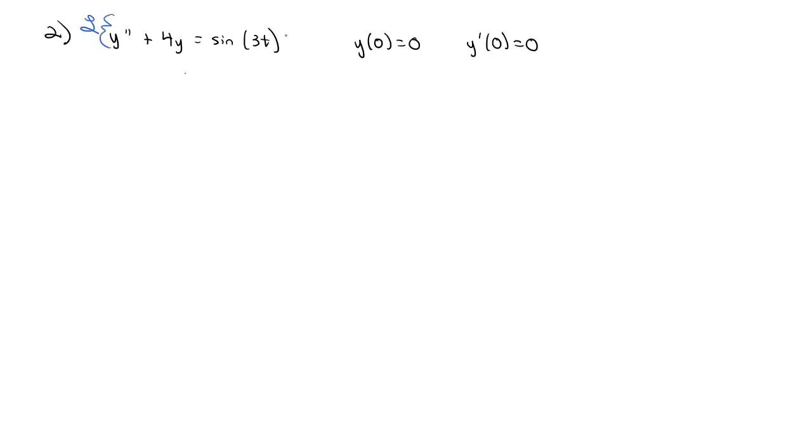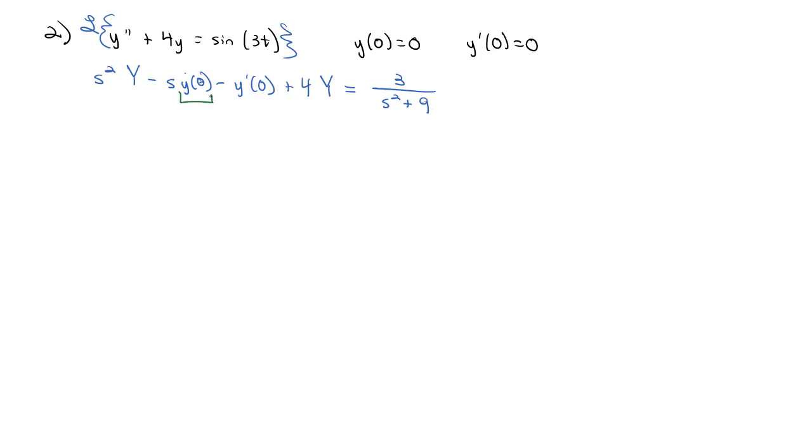So that when we take the Laplace transform of both sides, we first need the Laplace transform of y double prime. We know that's s squared times capital Y minus s times y of 0 minus y prime at 0, plus 4 times the Laplace transform of y, which is just capital Y, equals the Laplace transform of sine of 3t. Well, we know the Laplace transform of sine of 3t is the constant 3 over s squared plus the constant squared. 3 squared is 9.